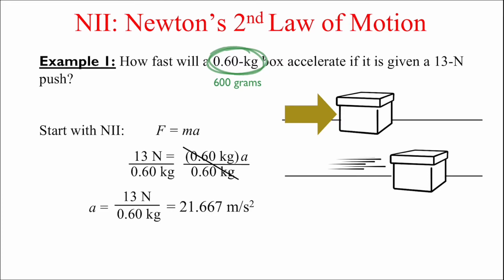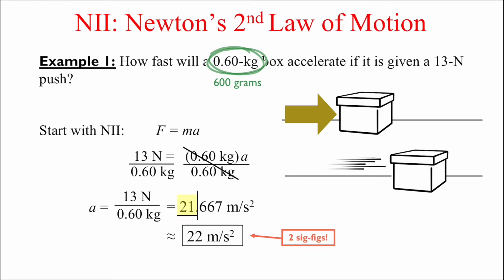But we need to round off to two significant figures because of these two numbers in our original problem. So we cut off our answer right after the second digit, and we rounded up because of the 6 that follows our cutoff point. So our final answer, when we rounded it up to two significant figures, is 22 meters per second squared.